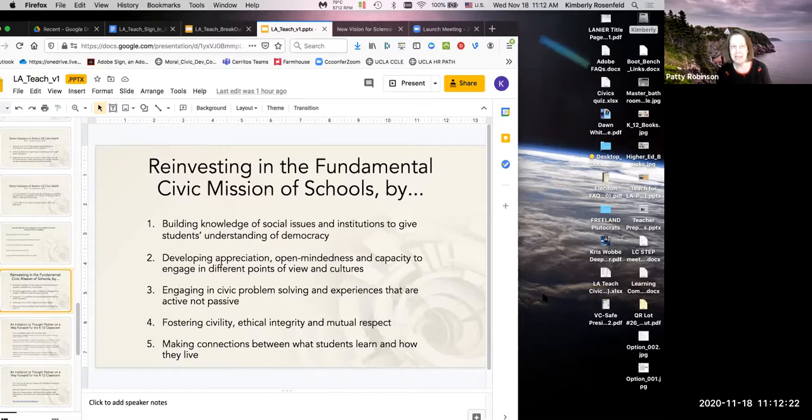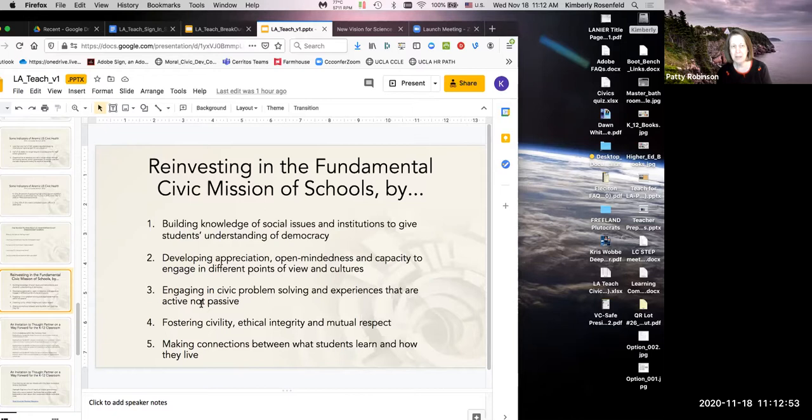And I love what Kimberly and Jan are saying: you don't have to add this on. It's something that can be infused. It can be embedded. It's not extra work. It's how you frame your work, your assignments, the presentations that you're doing in your classes. That third point, engaging in civic problem solving, is very, very important, where students can be active rather than passive.